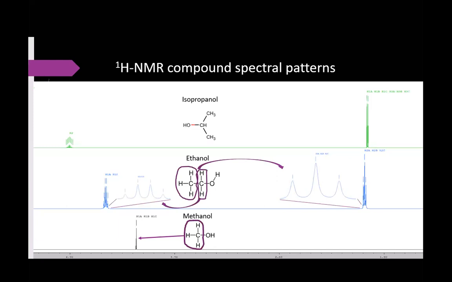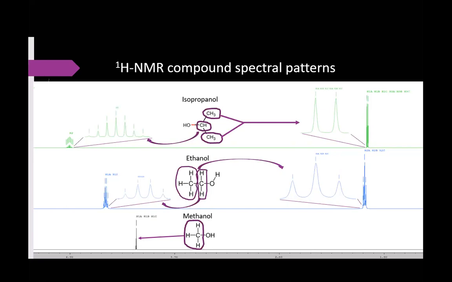Then going up to isopropanol, it's more complex in its structure, and it contains two CH3 groups. On the right-hand side there, those two CH3 groups produce just two peaks, a doublet, which is slightly simpler than ethanol. But in the middle of isopropanol, there's a CH. That CH on the left forms seven peaks, a heptet, which is quite complex, actually. So you can see you can't really say there's one rule for everything.